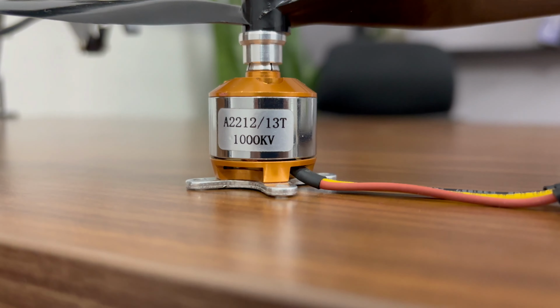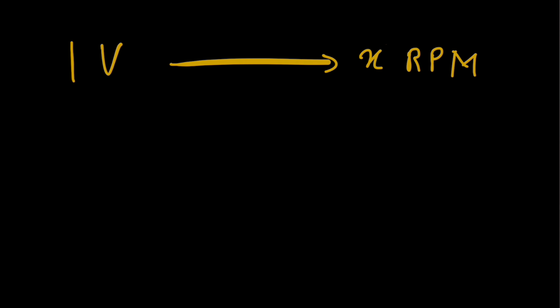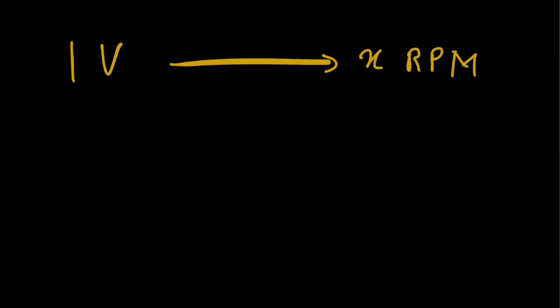So kV, when it comes to motors, stands for constant velocity, which means for every 1 volt of electricity supplied to the motor when it's connected in a circuit, it's going to rotate at a certain rotations per minute. So this 1000 kV motor means that for every 1 volt of electricity being supplied to the motor when it's in a circuit, it's going to rotate 1000 rotations per minute.